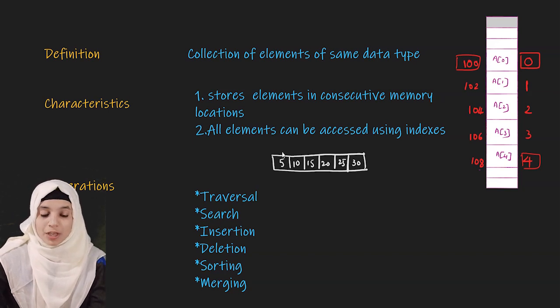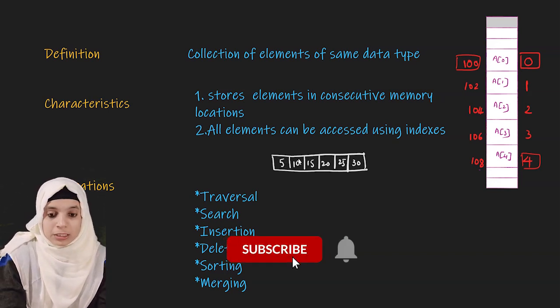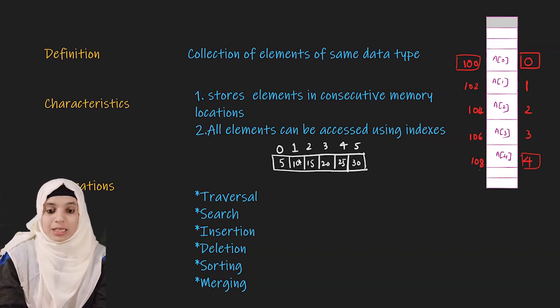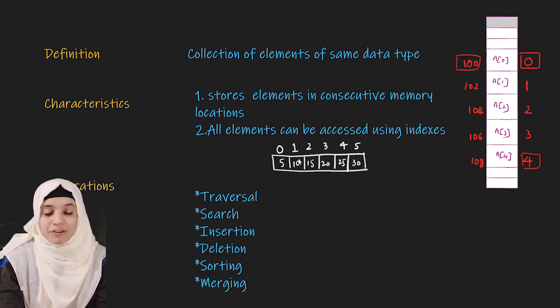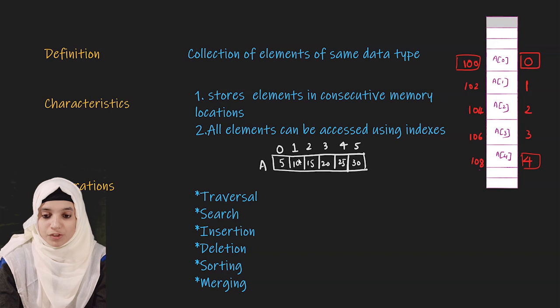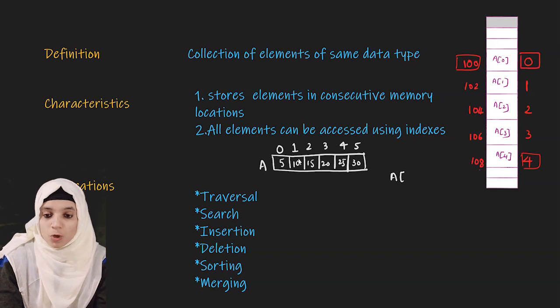Now suppose if I want to access the first element, how can I access the first element? See, this 5 element is present at 0th index and 10 is at 1 index. Next is 2, 3, 4 and 5. Suppose if I want to access 15, how can I access? First, before accessing, I need to name this array as A or whatever we wish. Now A of 0 is nothing but 5.